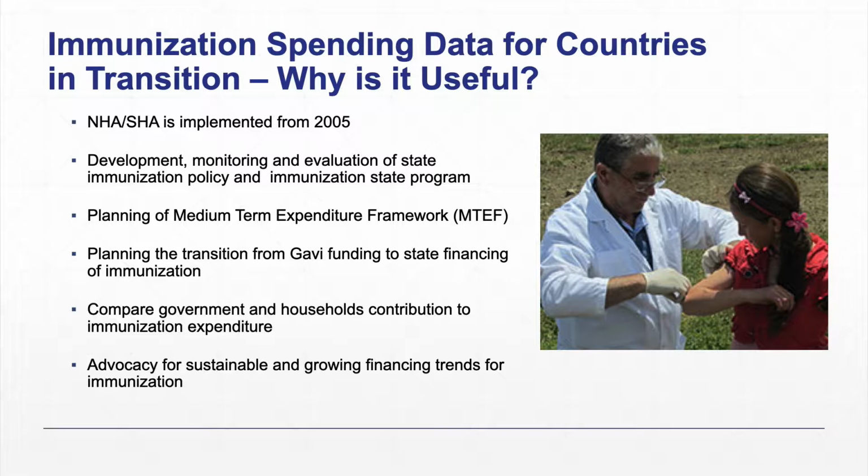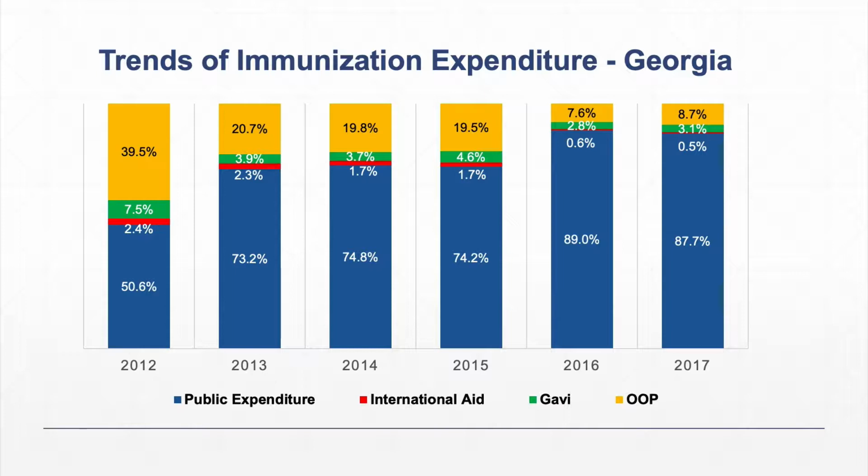One example is the reduction of out-of-pocket payment on immunization with the implementation of the hexavalent vaccine, a WHO pre-qualified vaccine with high credibility. The decrease of OP was also confirmed by the Abt Associates survey in 2018. We are using SHA results for advocacy of sustainable and growing financial trends of immunization during planning of the MTF. As a result, the amount of state funding on immunization increases annually. In 2012, it was 4 million Georgian lari, and in 2017, it rose to 24 million Georgian lari.